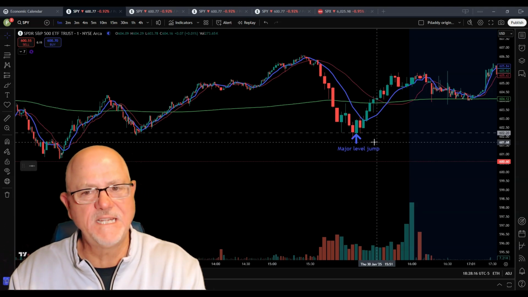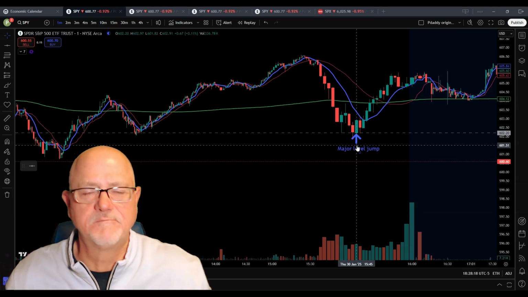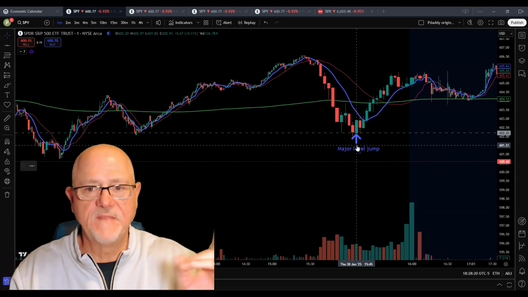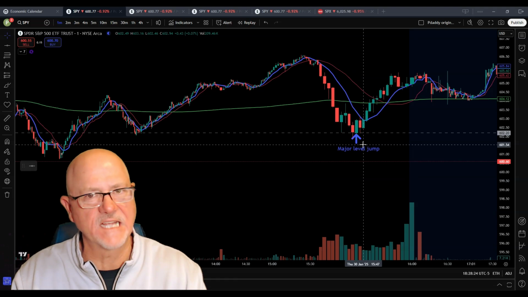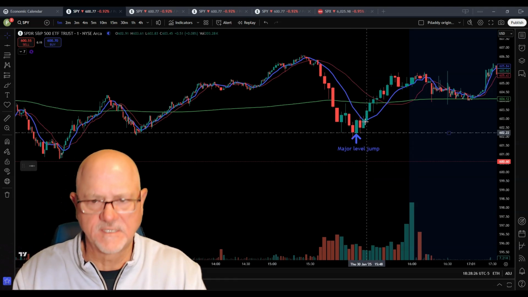So again, this is a major level jump. It's basic. I mean, this is basic support and resistance right here. Now, watch out for the 9 because the 9 oftentimes will act as resistance. You butt your head a couple of times.